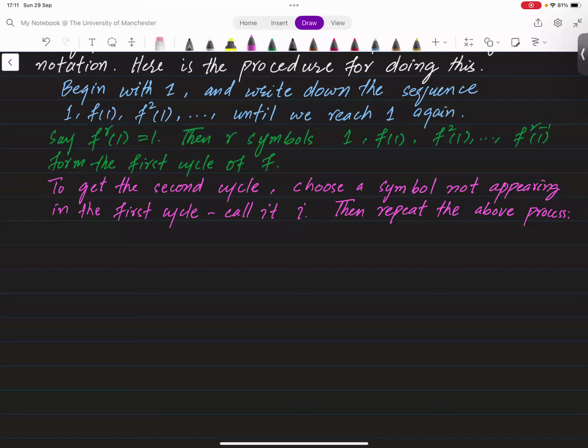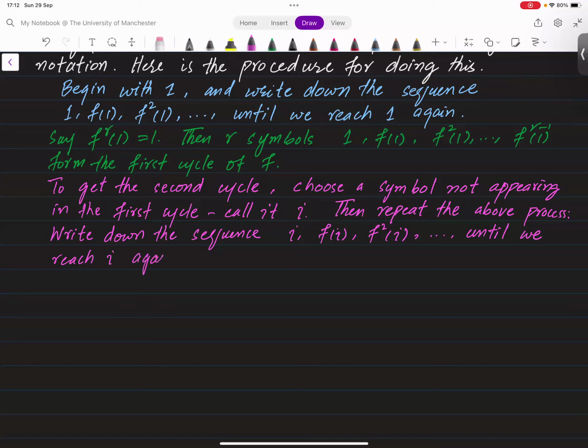Write down the sequence, which is I, f of I, f square of I, and so on until we reach I again, and say that f power s of I is I again.